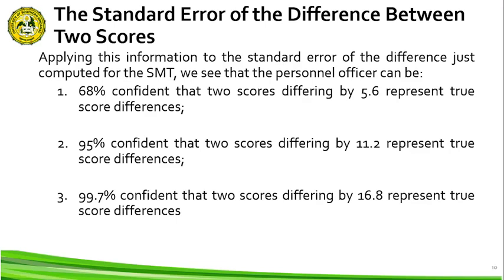So applying this information to the standard error of the difference just computed for the SMT, we see that the personnel officer can be 68% confident that two scores differing by 5.6 represent a true score difference, 95% confident that two scores differing by 11.2 represent a true score difference, and 99.7% confident that two scores differing by 16.8 represent a true score difference.